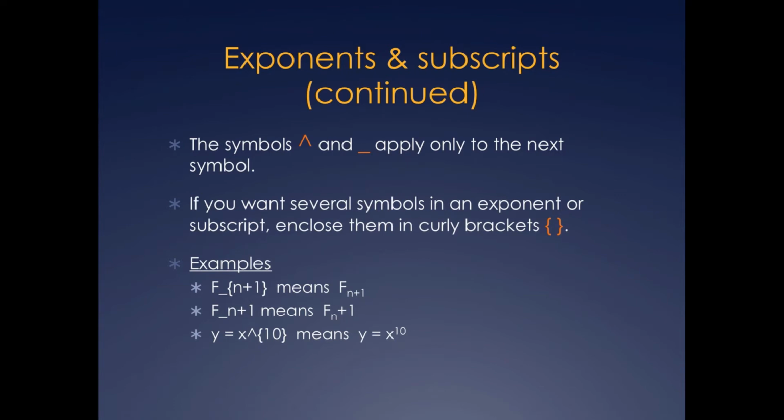So here are some examples. If you have F underscore, and then in the curly brackets you write n plus 1, that means that you intended to write F with a subscript of n plus 1. And if you leave out those curly brackets, it has a different meaning. If you write F underscore n plus 1, then only the single symbol n goes down into the subscript, and when you do the plus 1, that's considered to be back on the line.